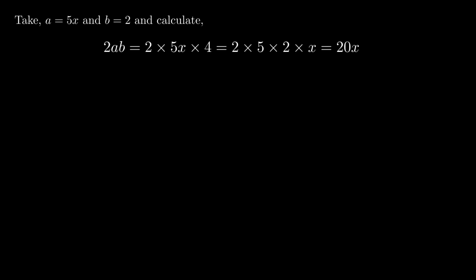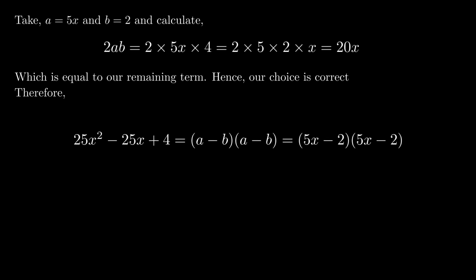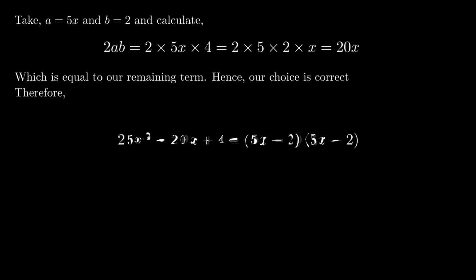After performing both the steps, take a as 5x and b as 2 and calculate 2 times ab. We can clearly see that 2 times ab is equal to 20x, which is nothing but the remaining term. Note that we are ignoring the minus sign for the moment because our identity has taken care of that. Hence, our choice is correct. Therefore, 25x squared minus 20x plus 4 is equal to (a minus b) times (a minus b), which is the same as (5x minus 2) times (5x minus 2).